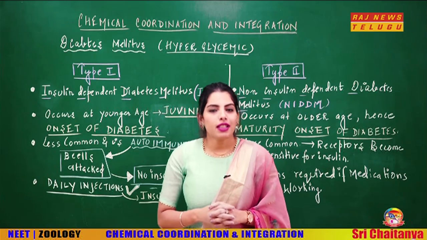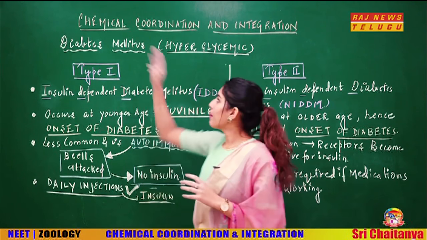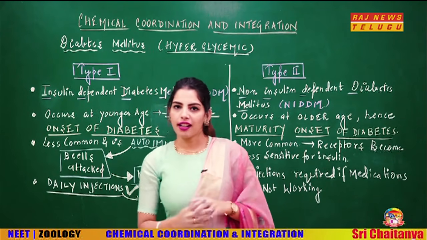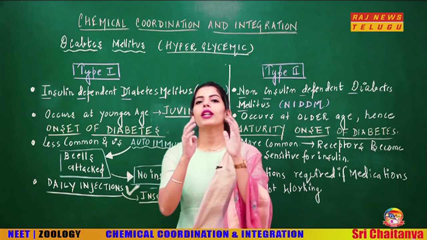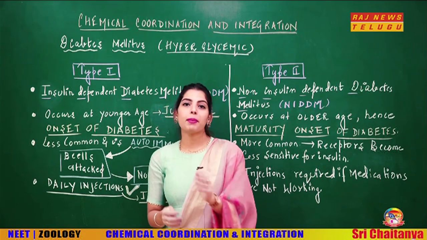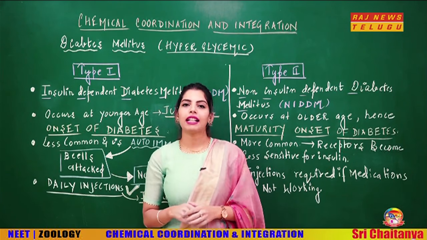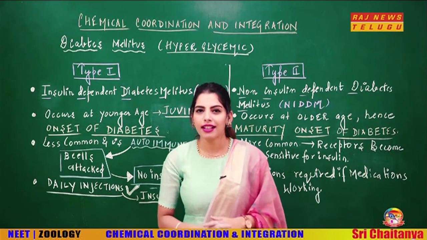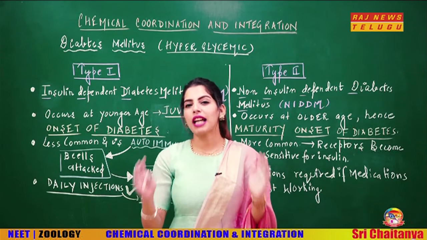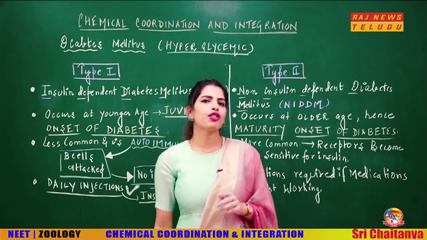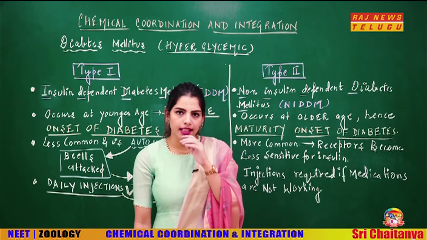Yes students, we were discussing the chapter chemical coordination and integration, and we have discussed till pancreas. We also discussed diabetes mellitus in the previous class, and I told you that in the next class we are going to discuss the two types of diabetes mellitus. So just a quick revision of what diabetes mellitus was.